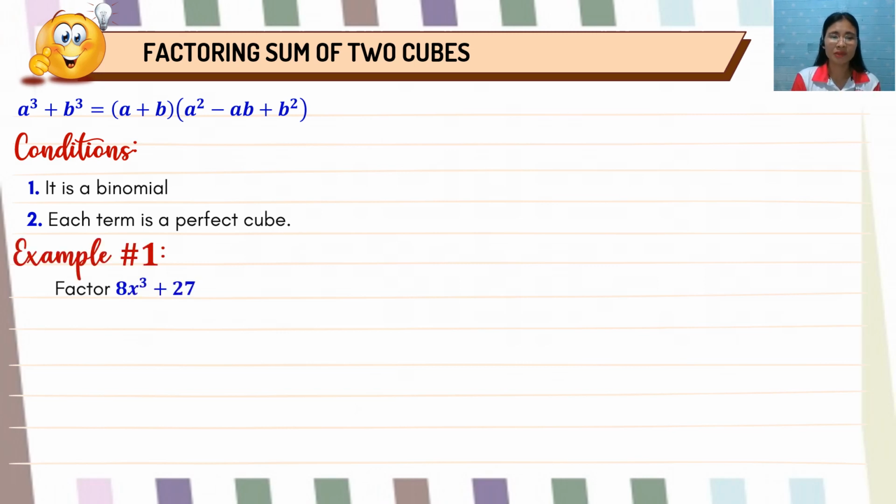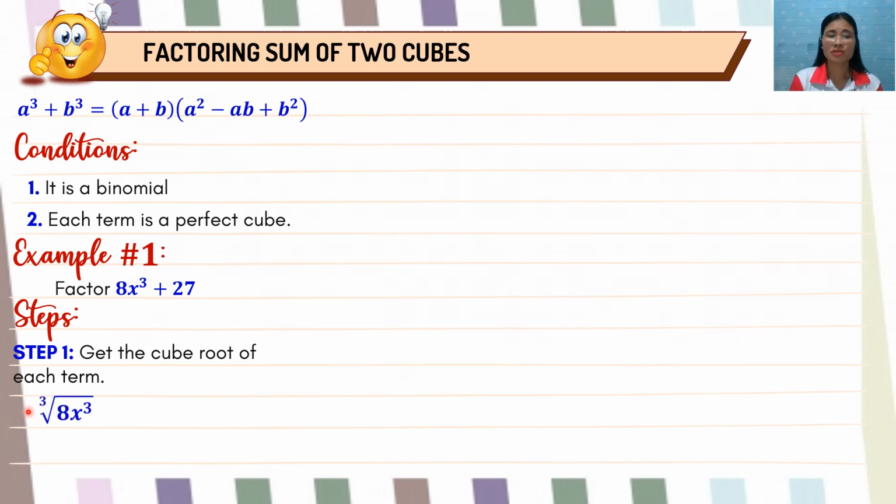So example, we have this one. Factor out 8x cubed plus 27. So first is, let's try to identify, get the cube root of each term. So we have the cube root of the first term, which is 8x cubed. That is equal to 2x. Now, how did we get 2x? That is, the cube root of 8 is 2, so 2 times 2 times 2. So 2 times 2 is 4 times 2, that gives you 8.